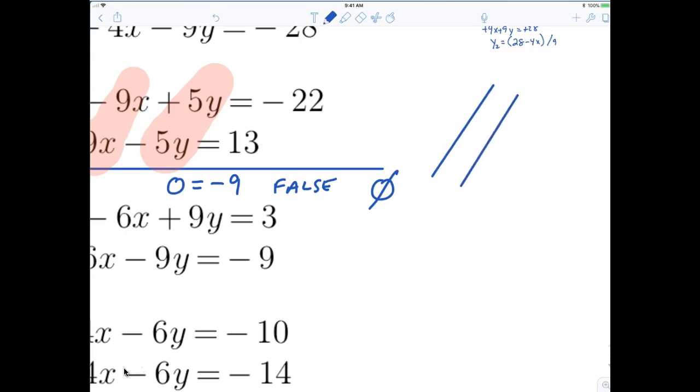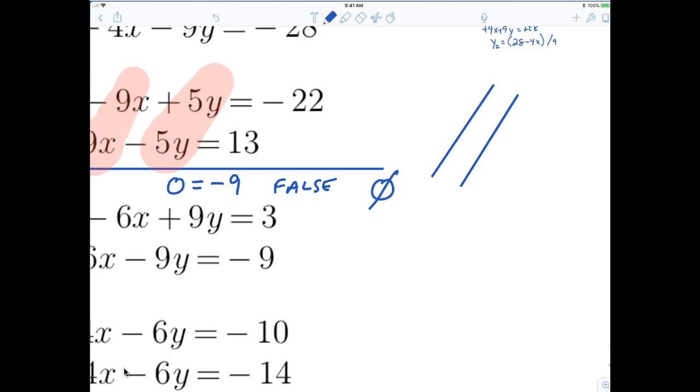So if you get a contradiction, you say there is no solution. All right? If there's a contradiction, there is no solution. In other words, if the x cancels and the y cancels, then it's no solution, unless everything cancels out and you get 0 equals 0, which means it's all real numbers, which technically means it is the same line.